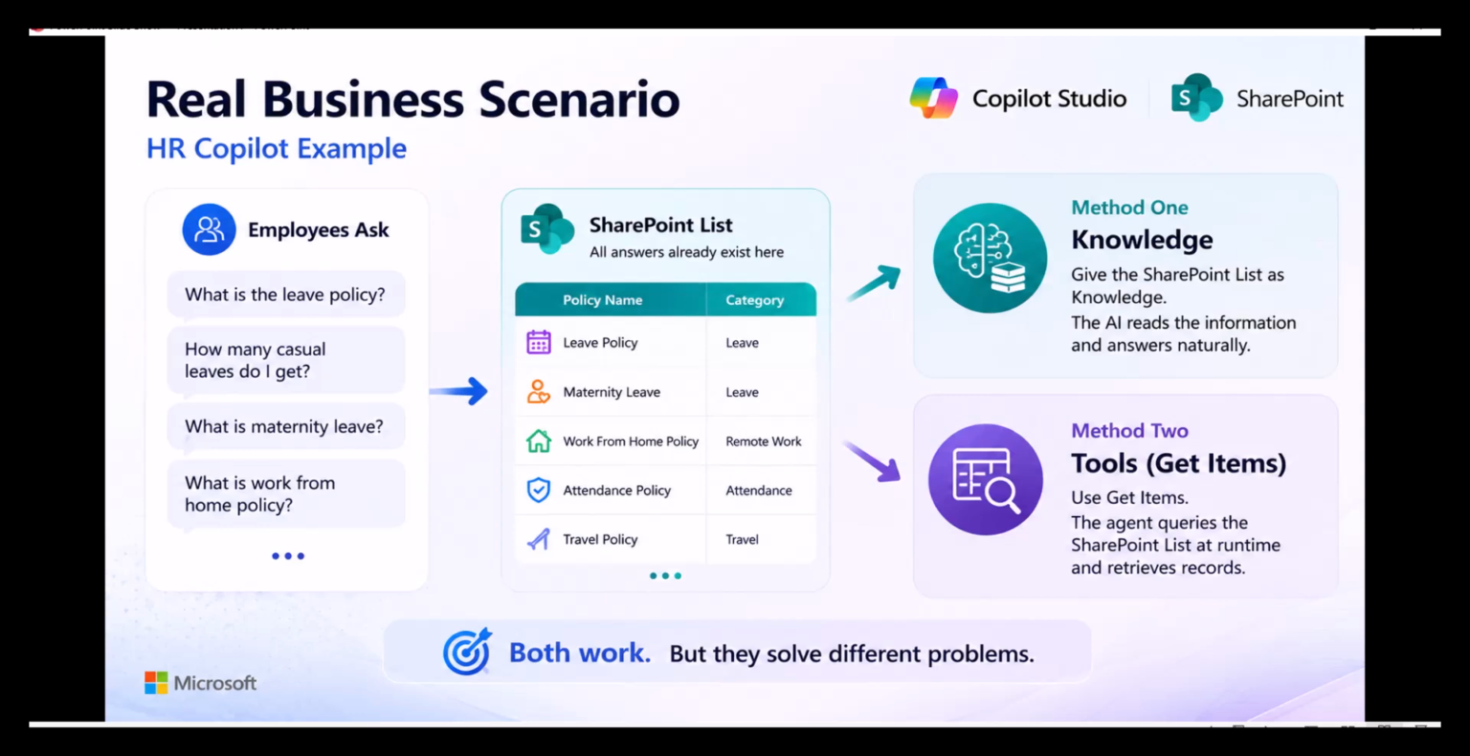Now there are two ways to let Copilot answer. Method 1 is to give the SharePoint list as a knowledge source. The AI reads the information and answers naturally. Method 2 is using the Get Item action. The agent actually queries the SharePoint list at runtime and retrieves the records. Both work, but they solve different problems. So before I tell you, let's see the SharePoint list.